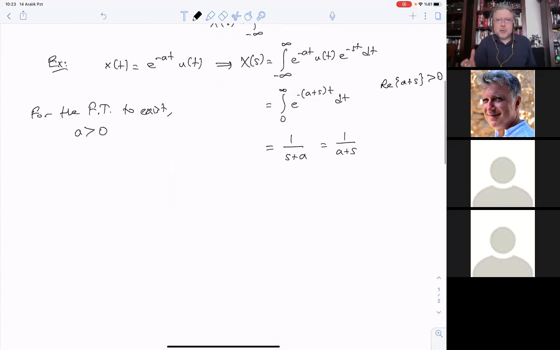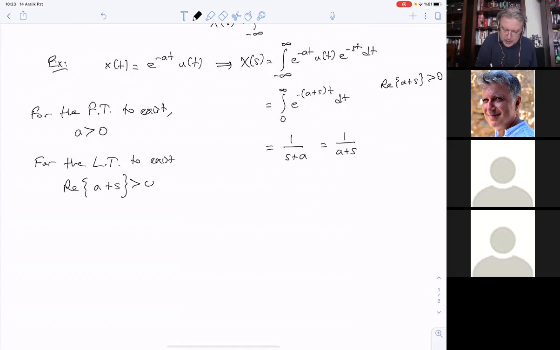But suppose a is negative, which will make e to the minus at u of t a growing exponential. Let's say a is equal to -1, then it would make e to the t u of t, which is a growing exponential. And the Fourier transform does not exist. It violates the Dirichlet conditions. But for the Laplace transform to exist, we must have the real part of a plus s to be greater than 0.